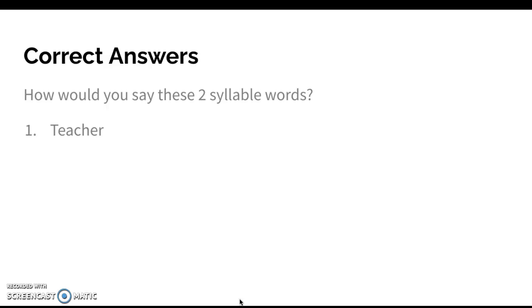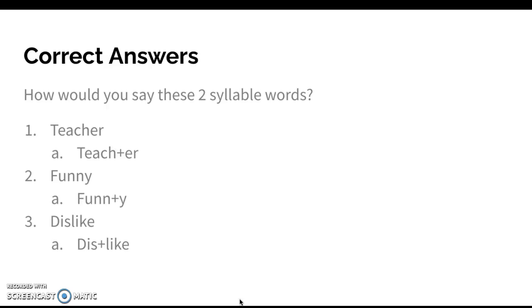So our first word is teacher, and when you break it down using the clap method, it sounds like teach-er. Our next word is funny, and when you break funny down using the clap method, it sounds like fun-ny. Our third word is dislike, and we can decode this by breaking it down into dis-like. Finally, we have the word explode, and we can break this down into ex-plode.